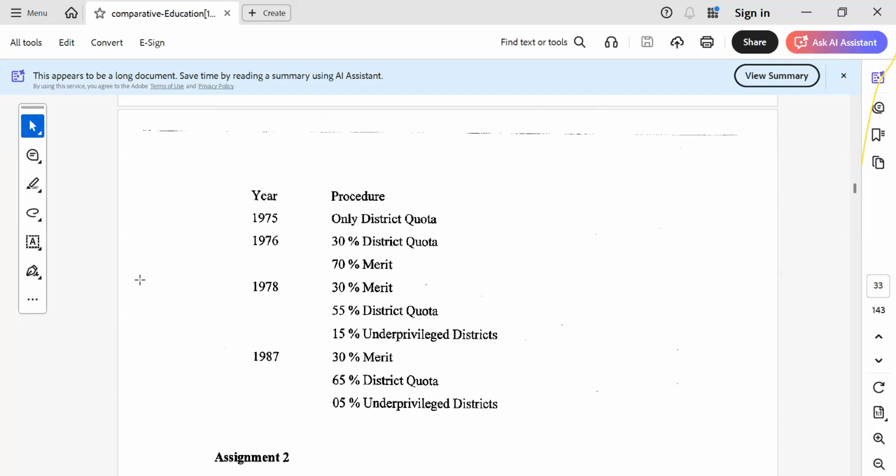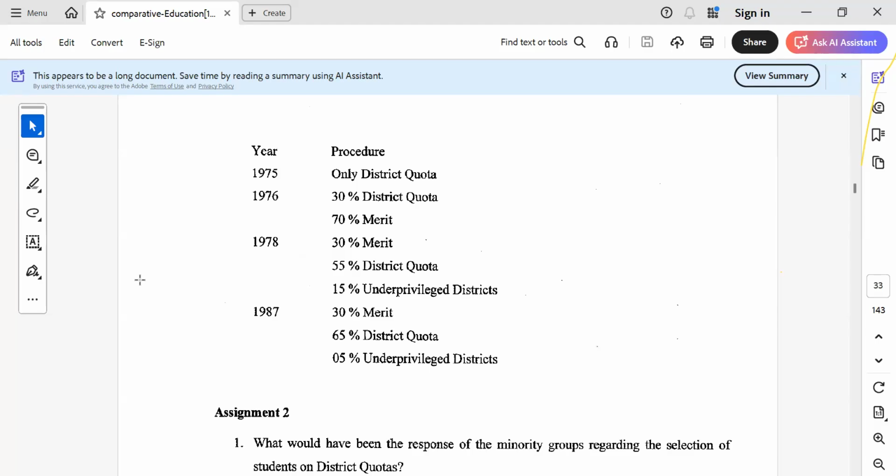So this is the quota system. In earlier times, only merit, right? So at that time, most of the northern part students entered the university, right? Later, they made changes. In 1975, 30% district quota, 70% merit. In 78, 30% merit, 55% district quota, 15% underprivileged district.